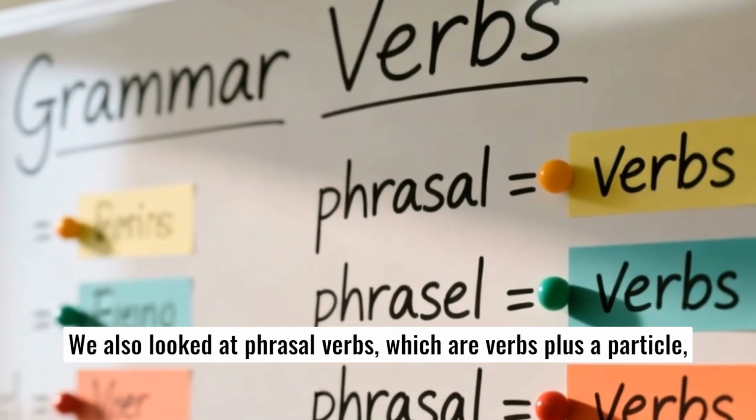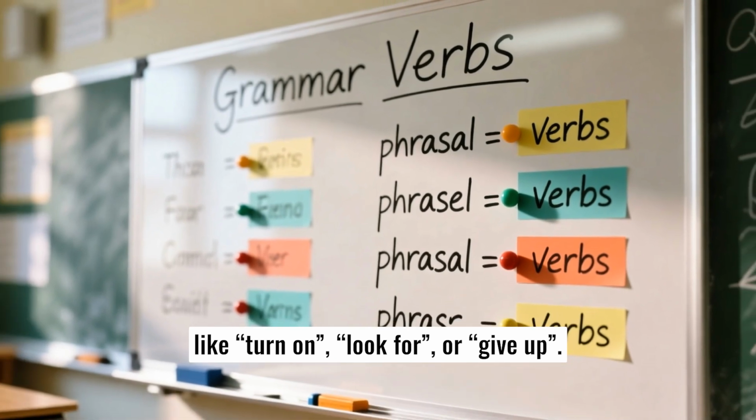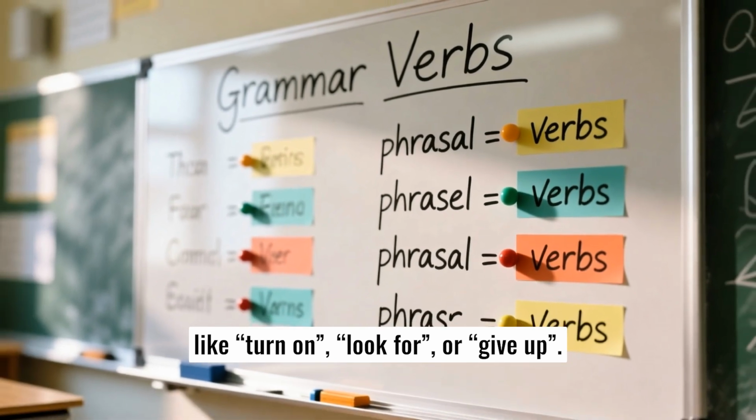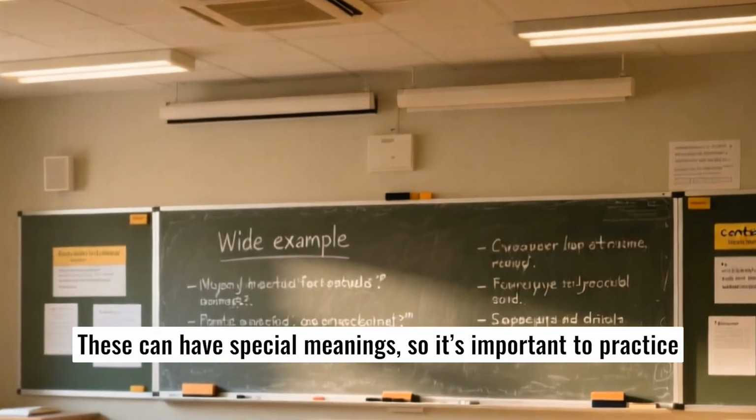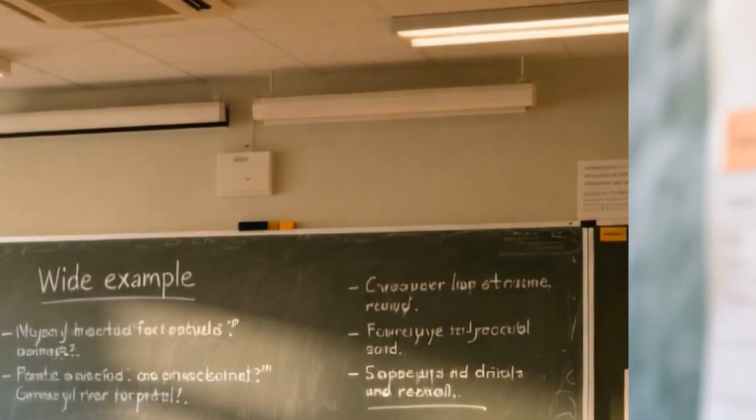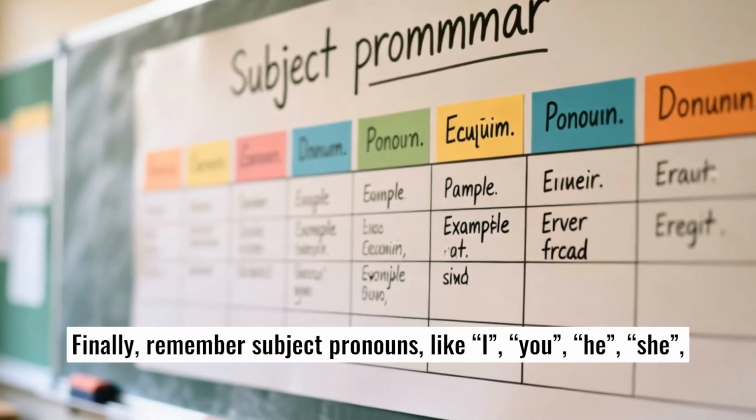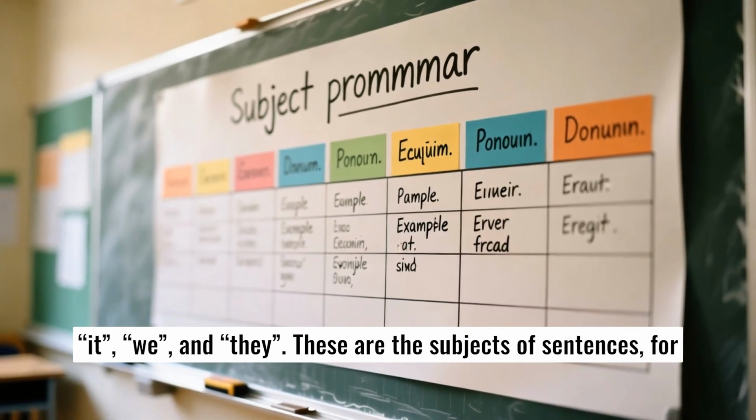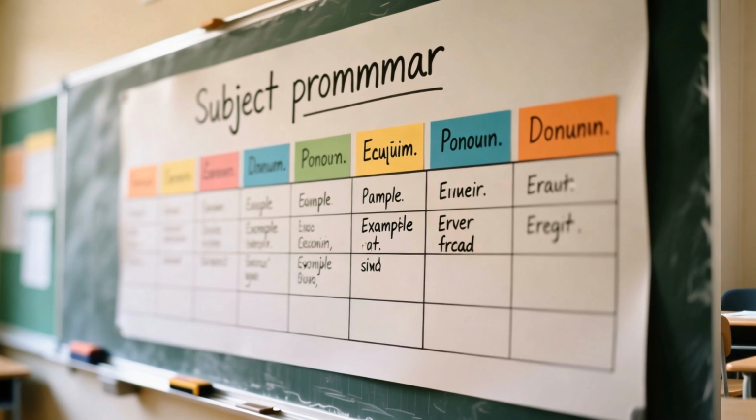We also looked at phrasal verbs, which are verbs plus a particle like turn on, look for, or give up. These can have special meanings, so it's important to practice them in context. Finally, remember subject pronouns like I, you, he, she, it, we, and they. These are the subjects of sentences. For example, she is happy or they are studying.